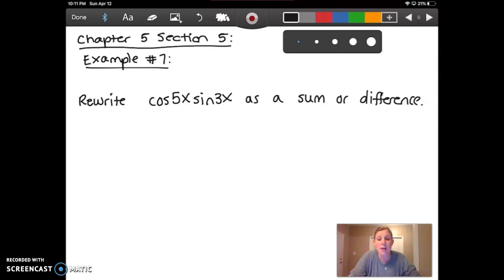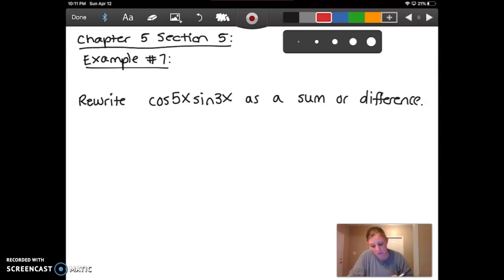Let's begin with Chapter 5, Section 5, example number 7. It says to rewrite cosine 5x and sine 3x as a sum or difference. Well, a lot of times people see this and they get really concerned and think it's going to be incredibly difficult. It's really not that bad. This is the only example that we're covering in class today, so it should be pretty straightforward. This is actually an easy lesson.